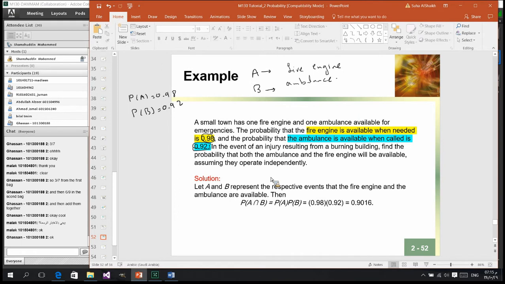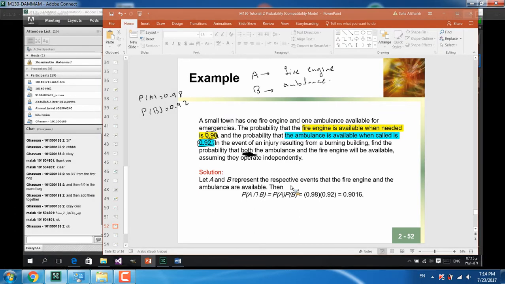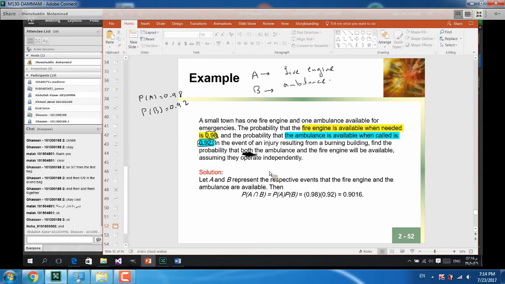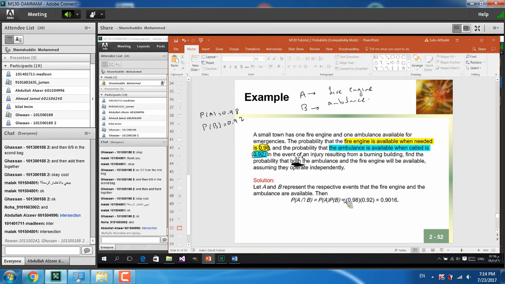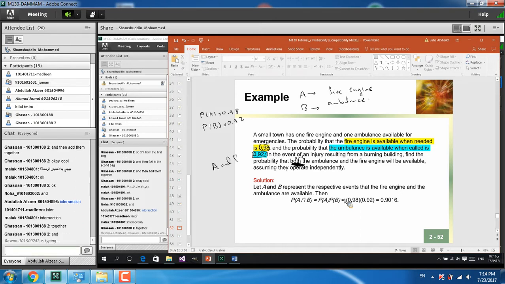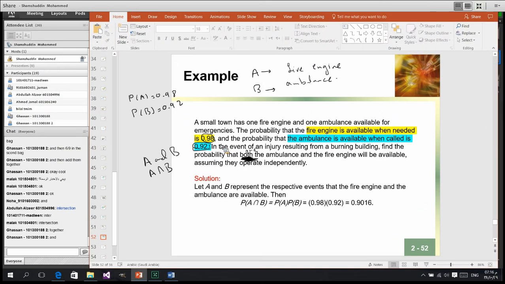In the event of injury, in case of emergency, any emergency resulting from a burning building, find the probability that both. إيش يعني both؟ both إيش معناها؟ Both the ambulance and the fire engine. It's the and. معناها he wants the and. He wants A and B work together بالضبط. So it is A intersect B.